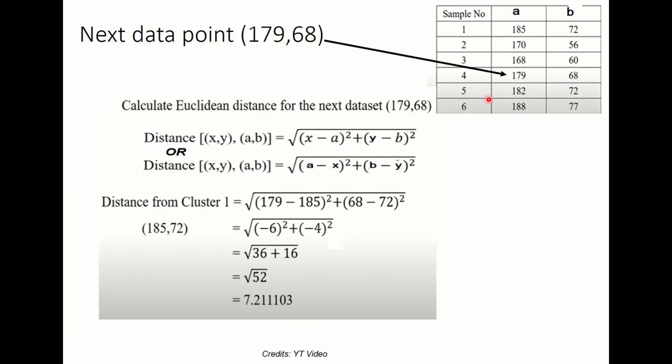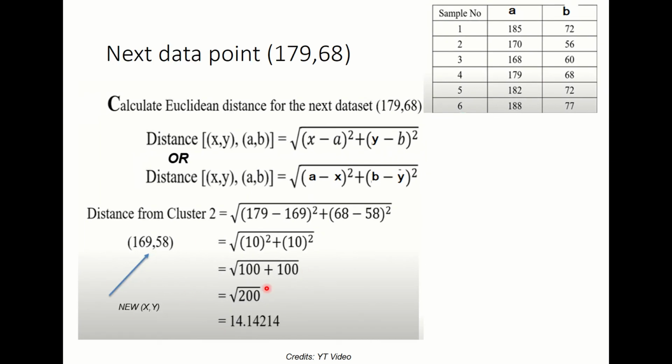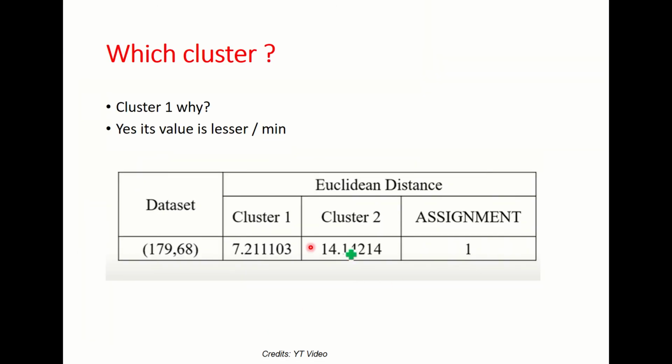Now you will take the fourth data point. You will identify the distance between K1 and the new K2. So this is your distance from K1 and this is your distance from the updated K2, the new updated centroid. You find out the values and you get these two. Which one is smaller? It is closer to cluster 1.